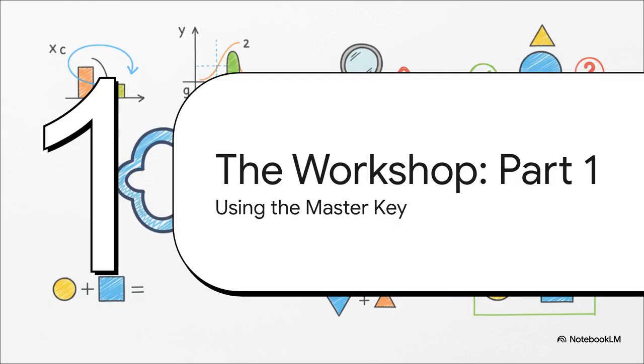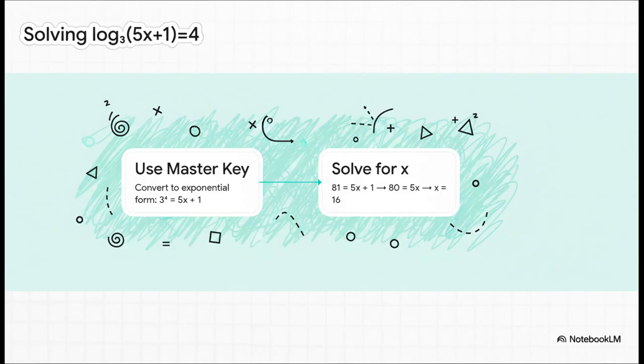Toolbox? Full. Let's head into the workshop and actually get our hands dirty. First, let's just use the master key on its own on a pretty standard-looking problem. Okay, so you see this: log base 3 of the quantity 5x plus 1 equals 4. Don't let it intimidate you. Just pull out that master key.